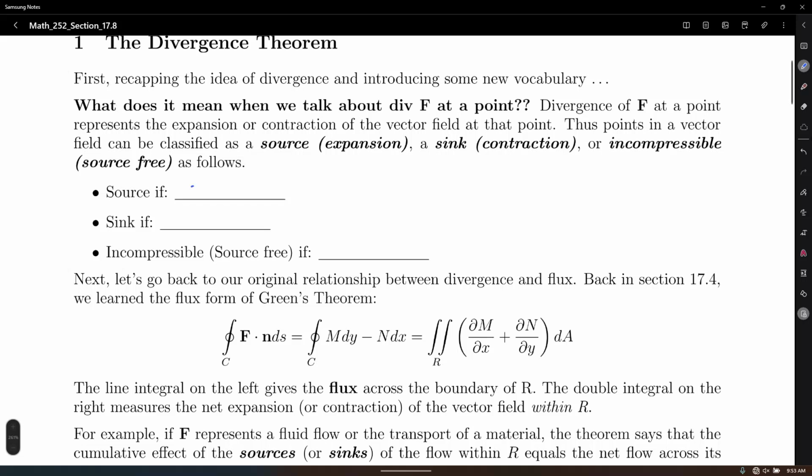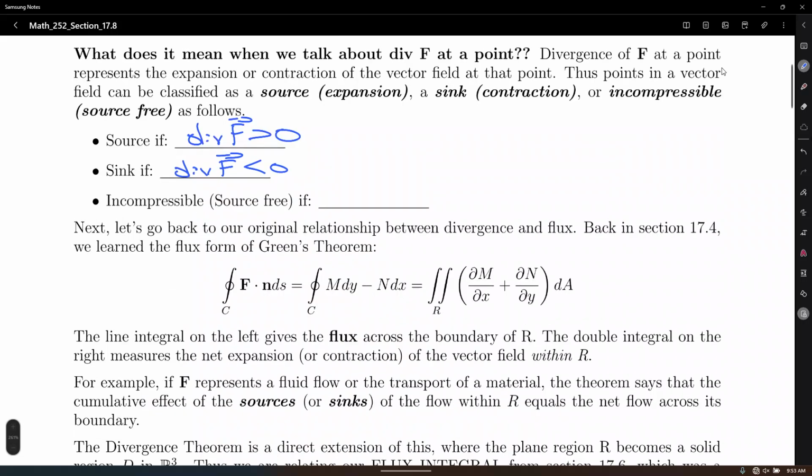So source if the divergence of F is greater than 0, and sink if the divergence of F is less than 0. However, it would be incompressible, that is source free, if the divergence div F equals 0. Okay. So again, both Stokes' theorem and the divergence theorem are really Green's theorem. Both versions of Green's theorem, one for each, but in space.